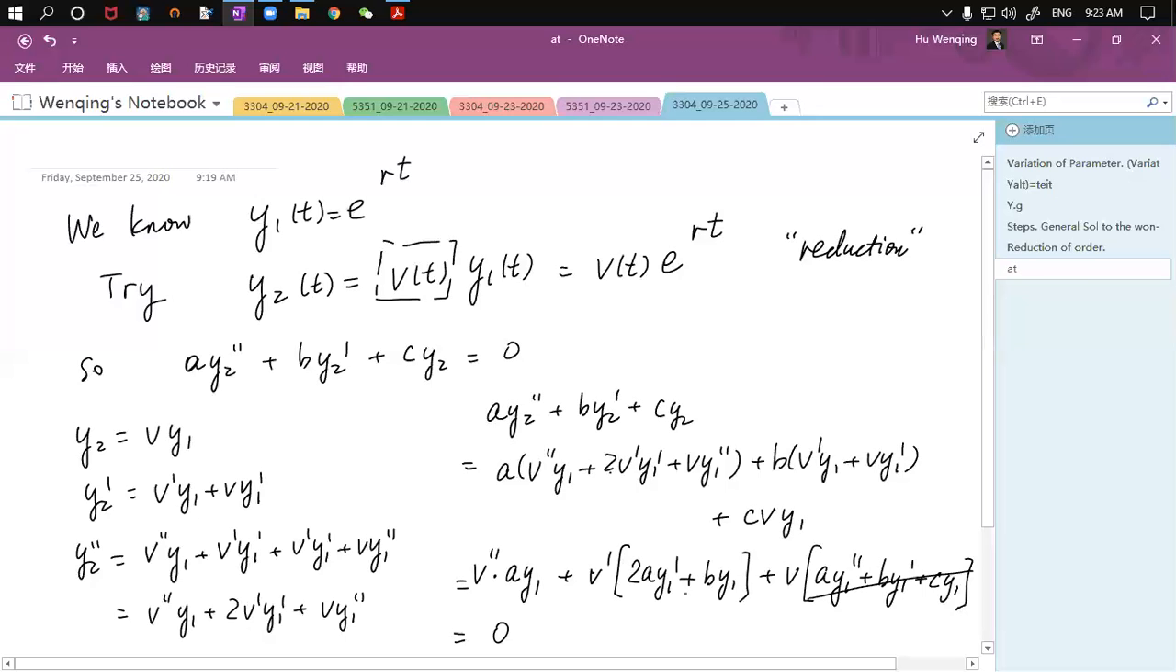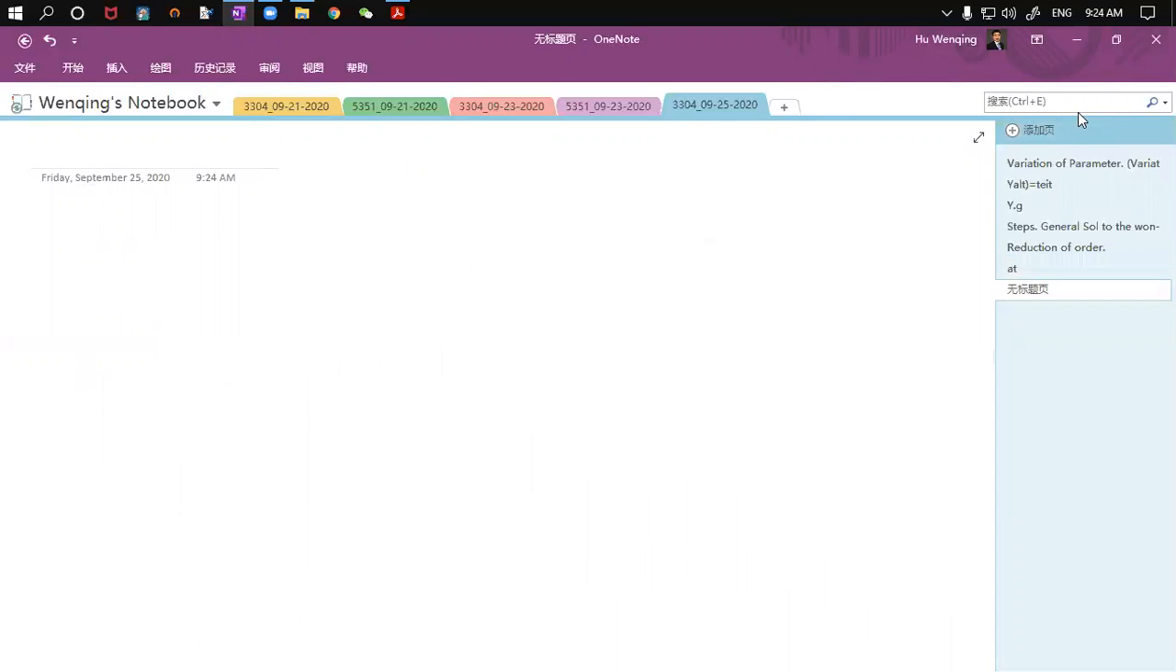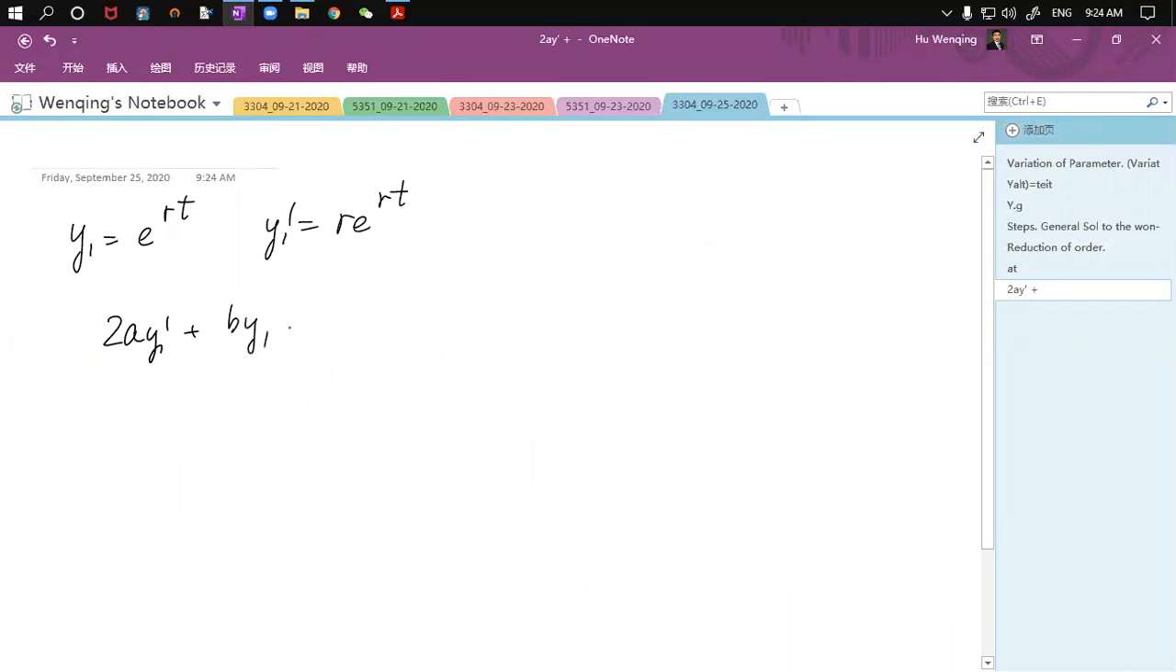What about this one? Well, you have to use the fact that y1 is equal to e power rt. So if y1 is equal to e power rt, then y1 prime is equal to r e power rt. And you can calculate that 2a y1 prime plus b y1 is equal to 2a r e power rt plus b e power rt. So that's going to be 2ar plus b multiplied by e power rt.